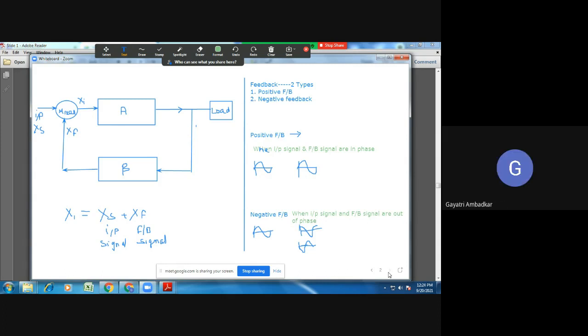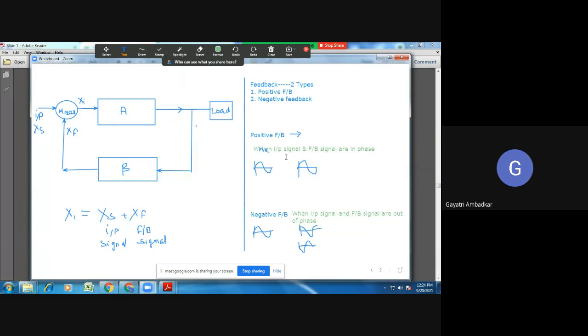How do you define positive feedback? When the output signal and feedback signal are in phase. Correct. And negative feedback? When the input signal and feedback signal are out of phase. Very good response, students. Please give the response like this.